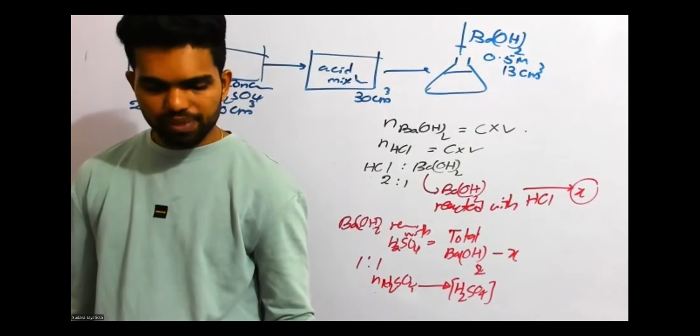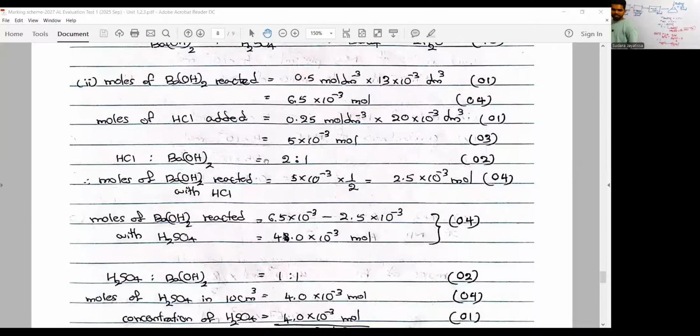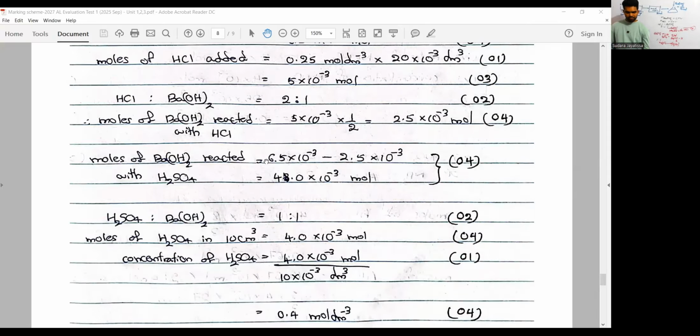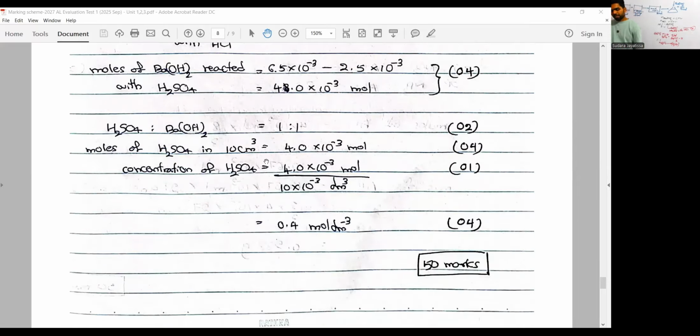So anyway, practice more chemical calculations. And these are the steps. Moles of barium hydroxide reacted. Then moles of HCl reacted. You get the ratio and find the barium hydroxide reacted with HCl. Then take the difference. Then that gives you the barium hydroxide reacted with sulfuric. Then get the barium hydroxide, sulfuric moles. Then finally you can get the concentration.